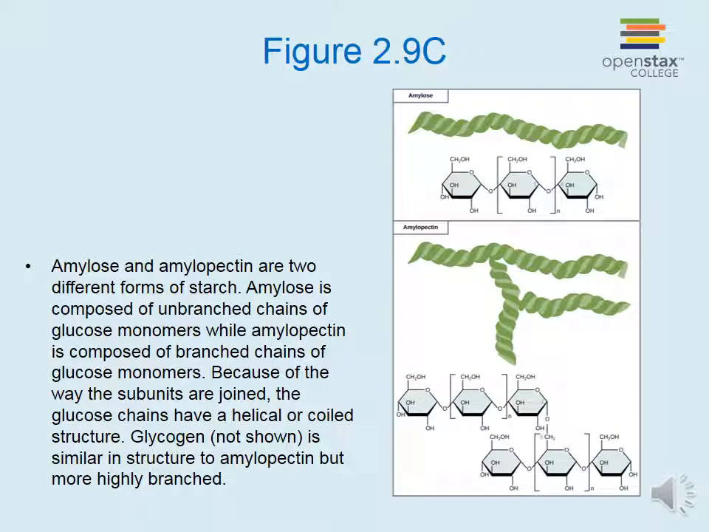Amylose and amylopectin are 2 different forms of starch. Amylose is composed of unbranched chains of glucose monomers, while amylopectin is composed of branched chains of glucose monomers. Because of the way the subunits are joined, the glucose chains have a helical or coiled structure. Glycogen, which is not shown here, is similar in structure to amylopectin but is more highly branched.